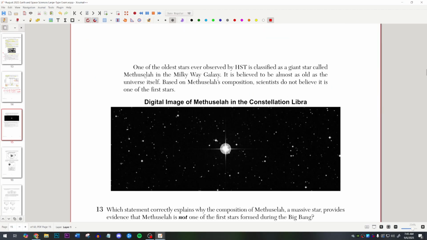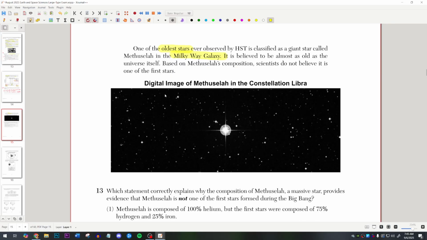All right. One of the oldest stars ever observed by HST is classified as a giant star called the Methuselah. How do you say that? Methuselah. Okay. Is the oldest star, one of the oldest stars in our galaxy. It's believed to be almost as old as the universe itself. Based on this composition, scientists do not believe it's one of the first stars, though. Okay. So it's old, but not one of the first.